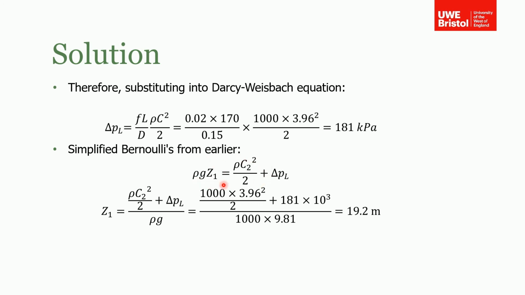This is the equation we simplified from Bernoulli's. So we rearranged to make Z the subject, put in all the other values that we've worked out, and if you plug that into a calculator, you should get an answer of 19.2 meters, which is the height that you need for the flow rate that was specified.